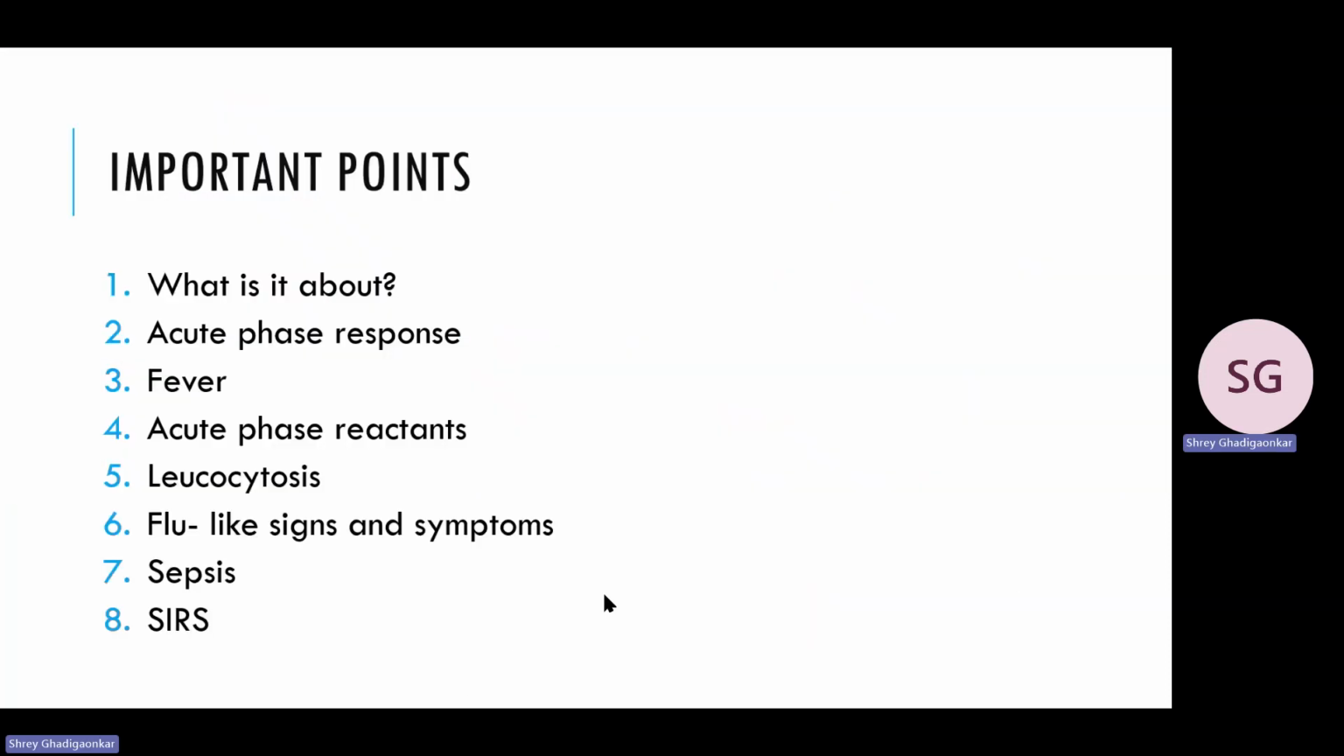Whenever you start talking about any question, you want to have a map of the important points and then build up on that. So in this PowerPoint, we'll be going through these important points: the acute phase response, fever, acute phase reactants, leukocytosis, flu-like signs and symptoms, sepsis, and SIRS. And these two are pretty important to know, especially in the clinical years.